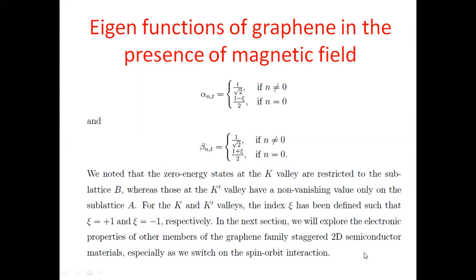In the next section, we will explore the electronic properties of materials of the graphene family, staggered two-dimensional semiconductor materials, especially as we switch on the spin-orbit interaction.